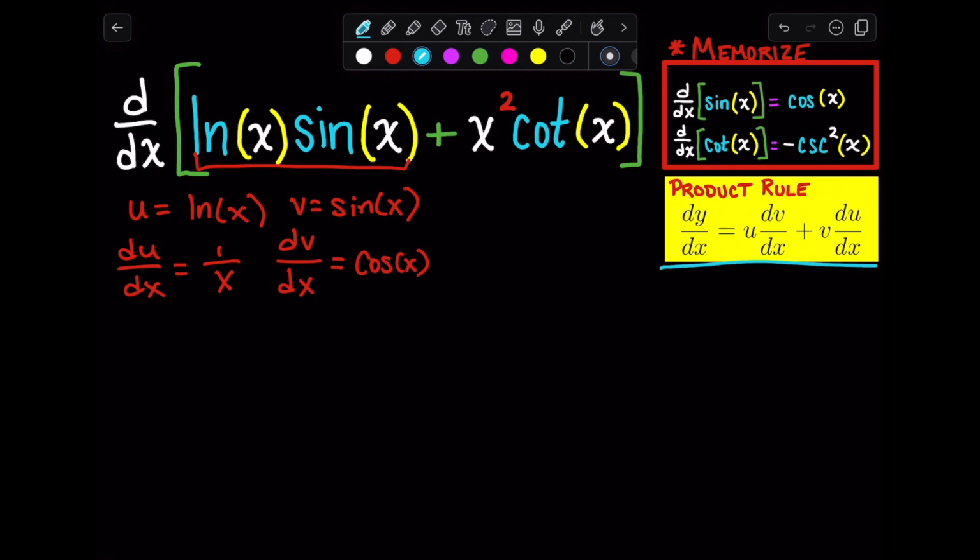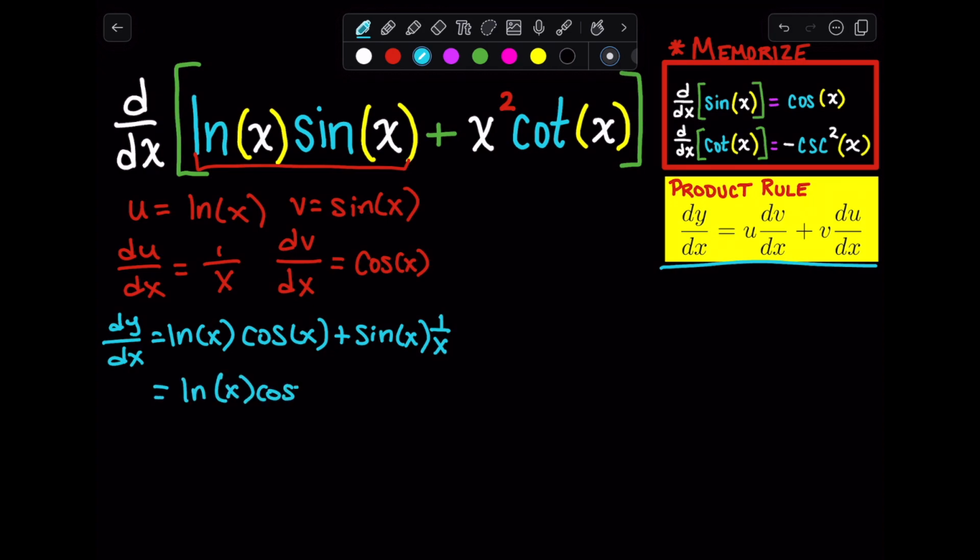So now we can apply the product rule, which says that dy dx equals u times dv dx, cosine x, plus v, sine x, times du dx, which is 1 over x. Simplifying this, we could say the answer is ln x cosine x plus sine x over x. But we're not done yet.